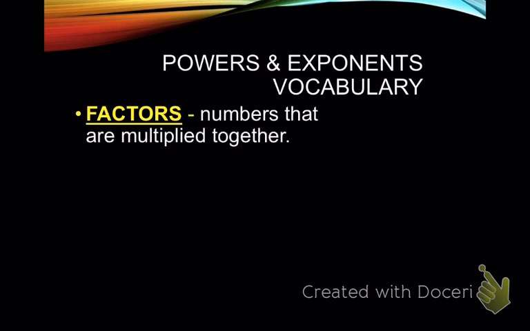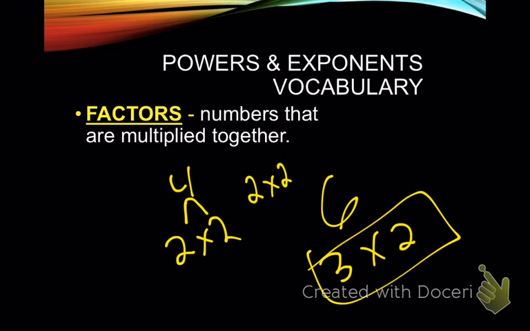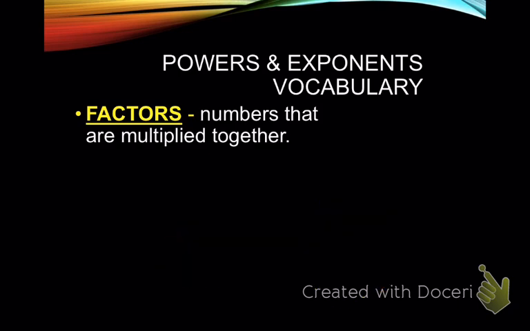Listen, factors are just simply numbers that are multiplied together. For example, we have one right here. Numbers that are multiplied together, 2 times 2. Those are factors of 4. So 2 times 2 are factors of 4, plain and simple. We could do another one. We have 6. What are factors of 6? Well, 3 times 2 makes 6, so these are the factors, both of these here. Okay, congratulations, moving on.